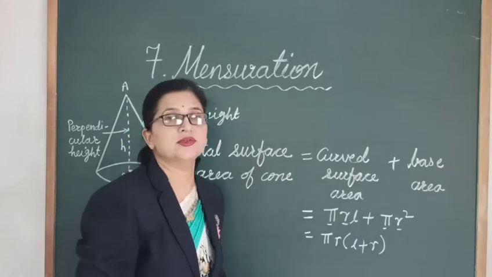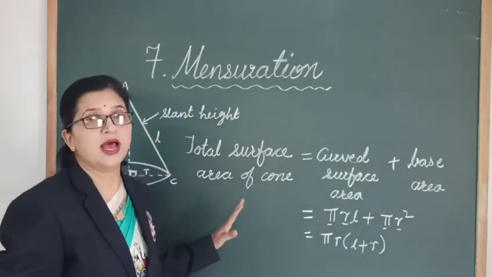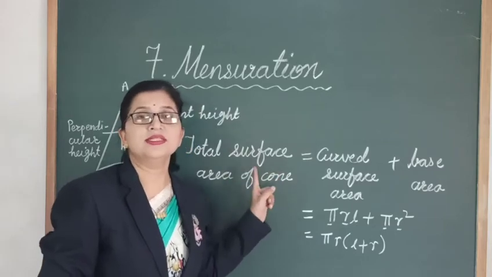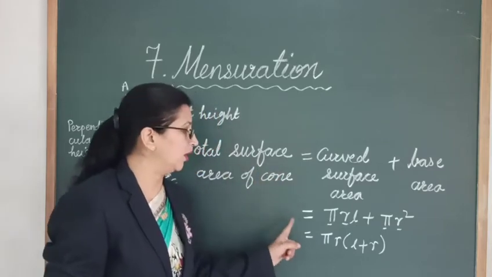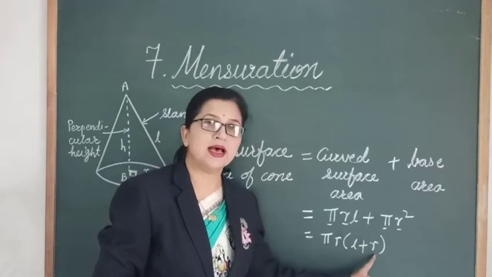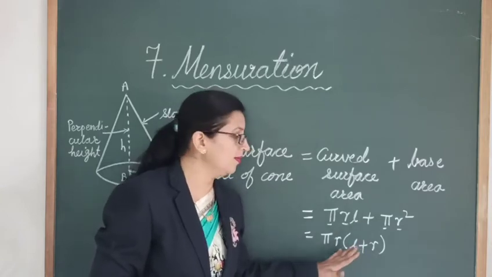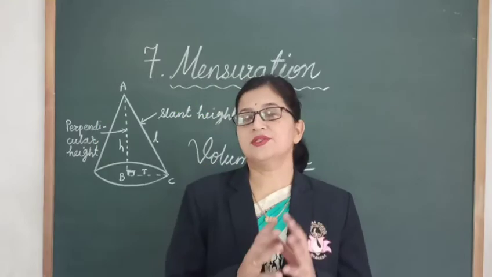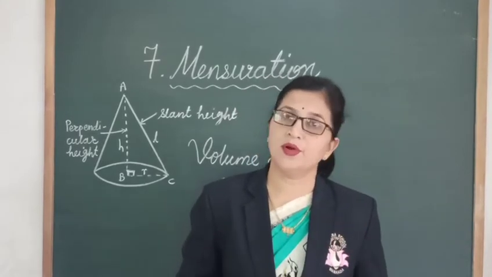So dear students, this is the formula to find out the total surface area of cone. Total surface area of cone is equal to pi r into bracket L plus r. I hope the formula is clear to you. Now dear students, let's find out the volume of a cone.